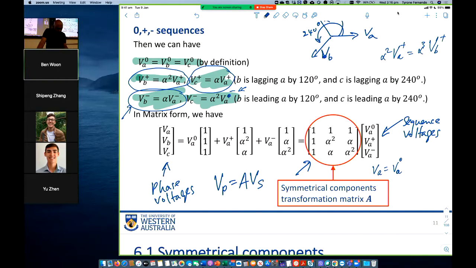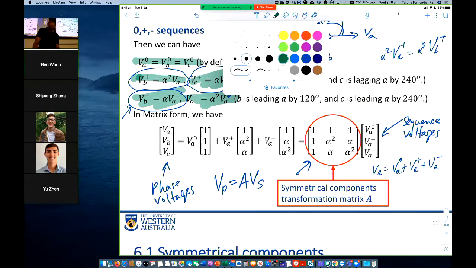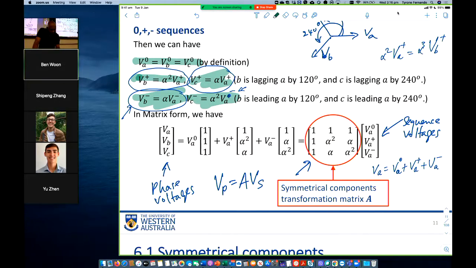VA0, zero sequence voltage, positive sequence voltage, and negative sequence voltage. So that's exactly what you see here. VA must equal the zero sequence voltage, positive sequence voltage, and the negative sequence voltage, right? In other words, all this multiplied by that will give you VA.